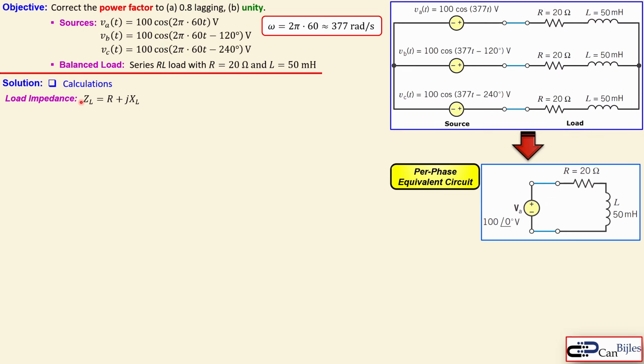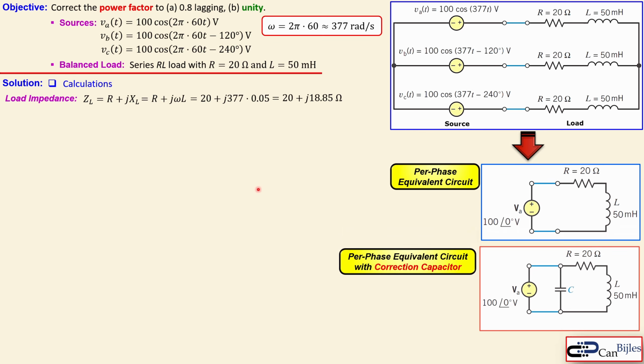That's shown here. So you see this load impedance is R plus jX_L, which is our reactance of our inductor, and that is jωL. When you substitute here the omega, the resistor and the inductor value, you get 20 plus j18.85 ohms. From here we can calculate the impedance angle. That can be done by the imaginary value divided by the real value and then taking the arctangent of that. That will create a specific power factor. Now we will of course want to improve that to get to 0.8 lagging.